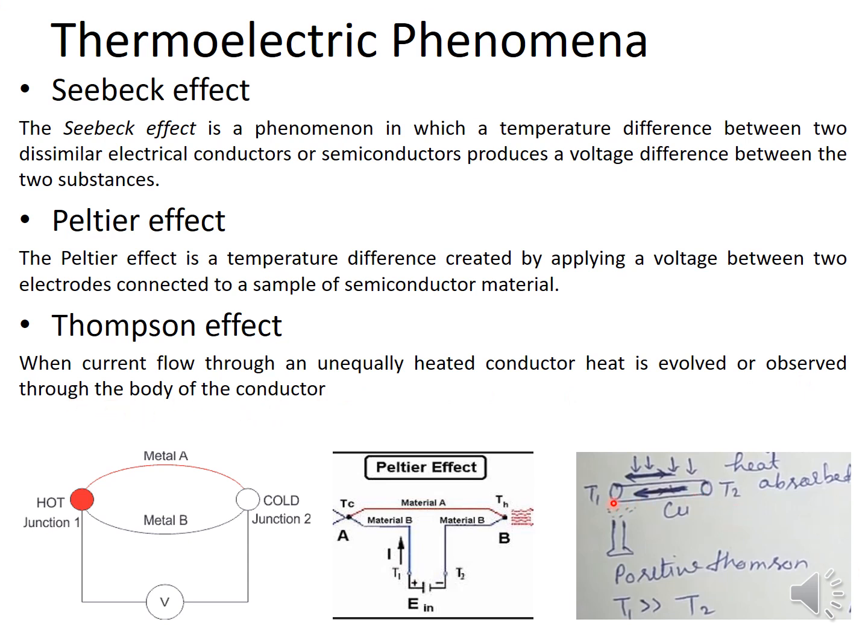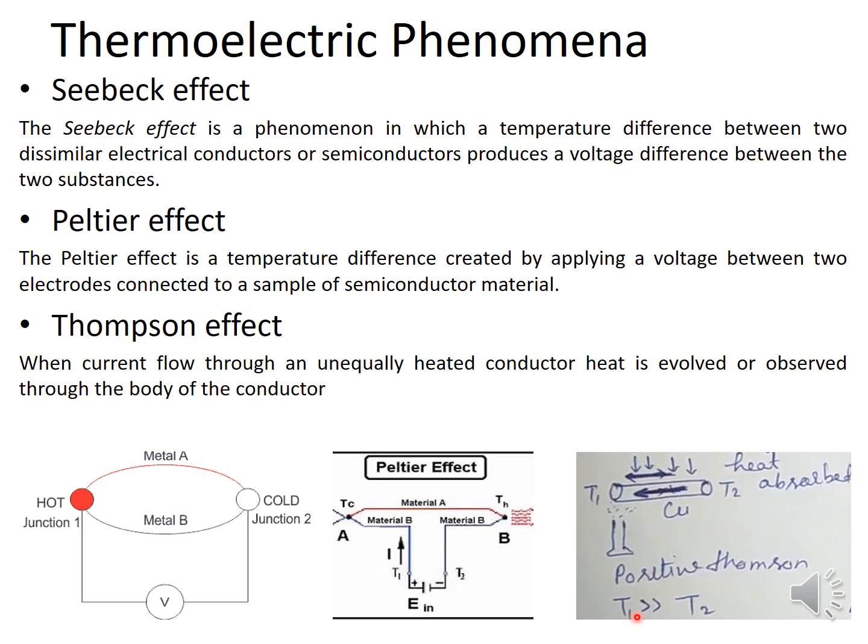For example, we can take this as one conductor, and the conductor will have two ends. This is one end and this is the other end. End one is maintained at temperature T1, and end two at temperature T2. Let us take that T1 will be greater than T2, because T1 will be heated. That means this conductor point will get heated by a source, so T1 is definitely greater than T2.